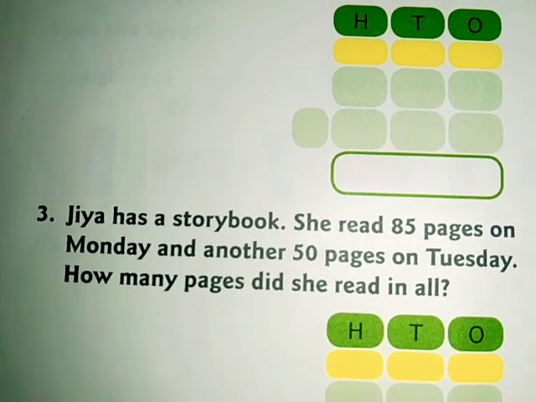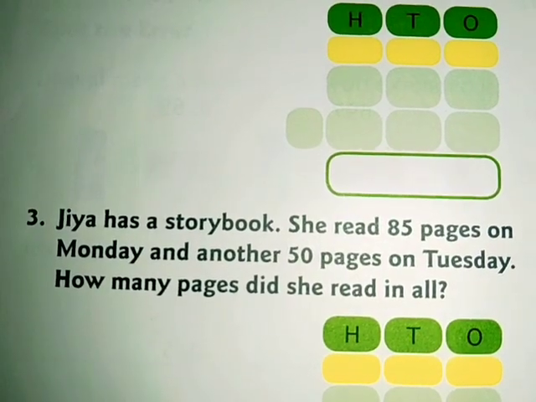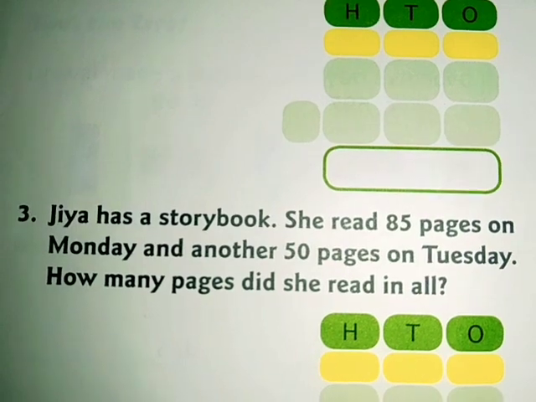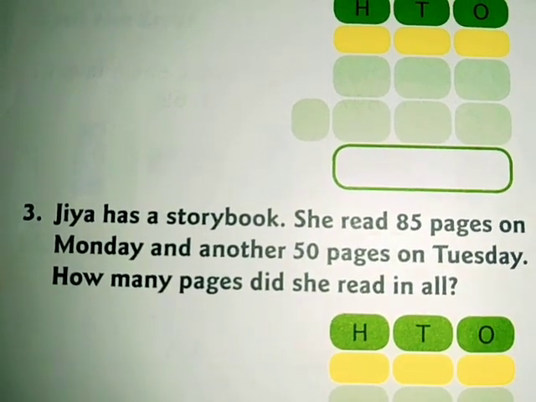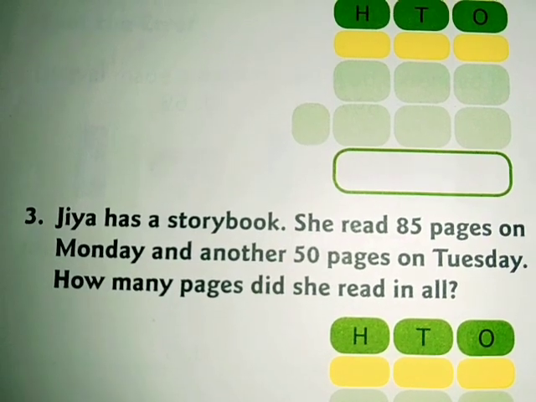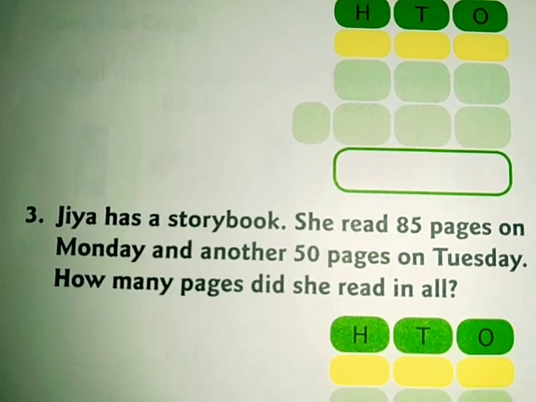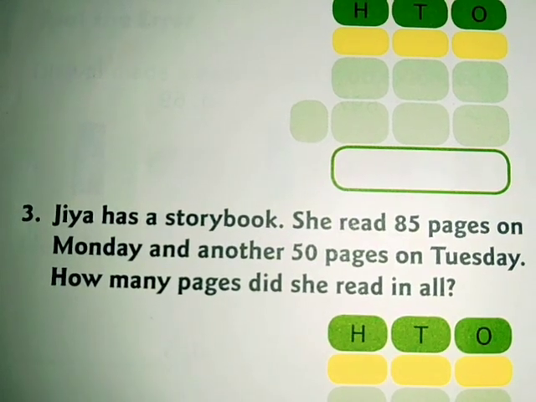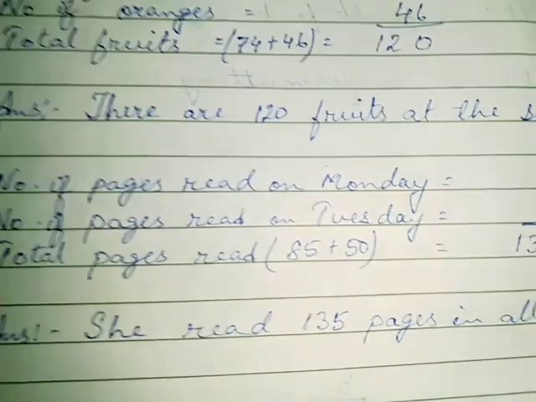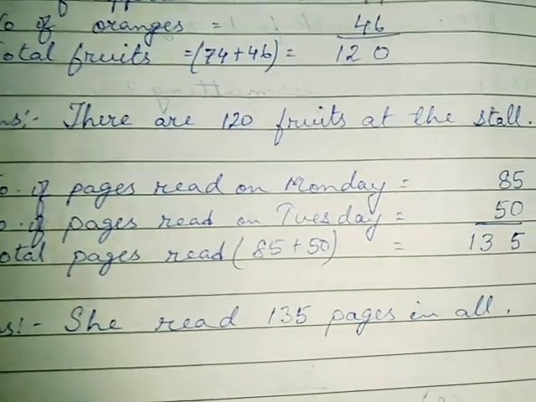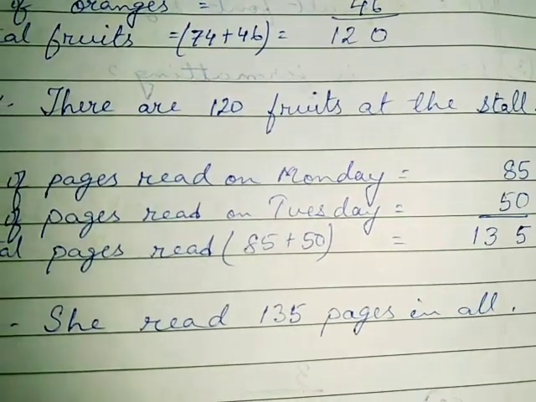Number 3. Jia has a story book. She read 85 pages on Monday and another 50 pages on Tuesday. How many pages did she read in all? In this question, we can see that the keyword is given. It asks how many pages did she read in all. By in all, we can understand that we have to add the number of pages she read on Monday and the number of pages she read on Tuesday to get the total number of pages. So I have written it in this way. Number of pages read on Monday 85, number of pages read on Tuesday 50, and total pages read 85 plus 50, that is 135.